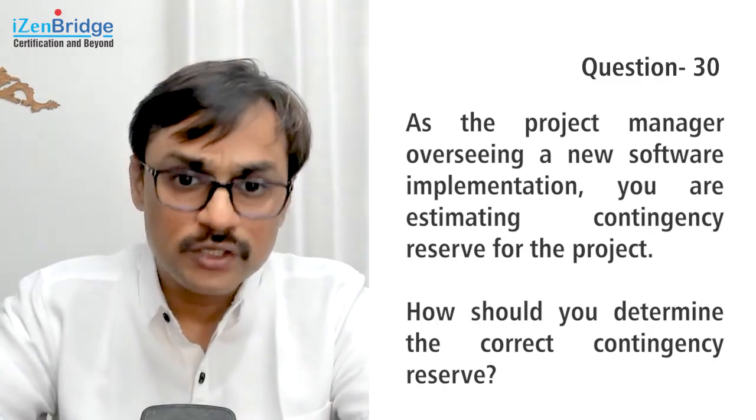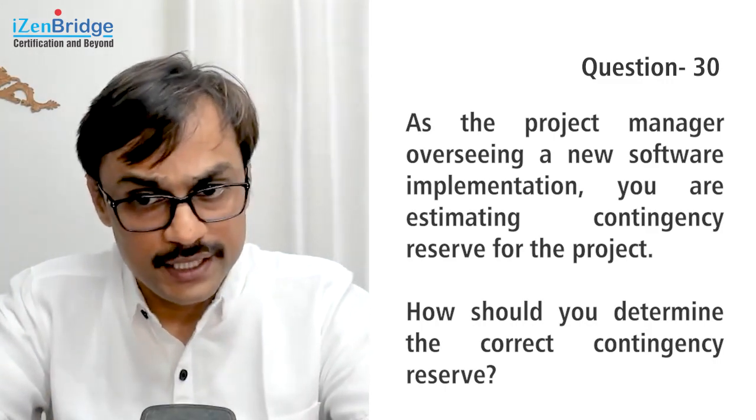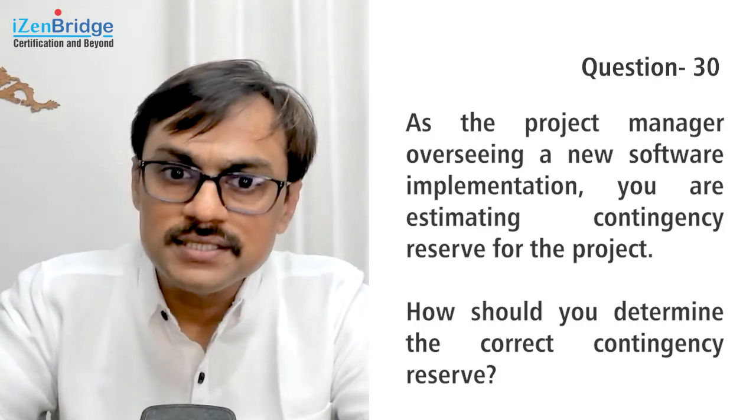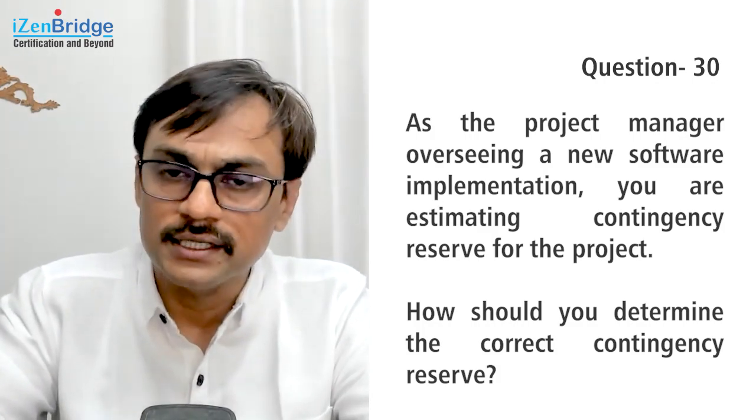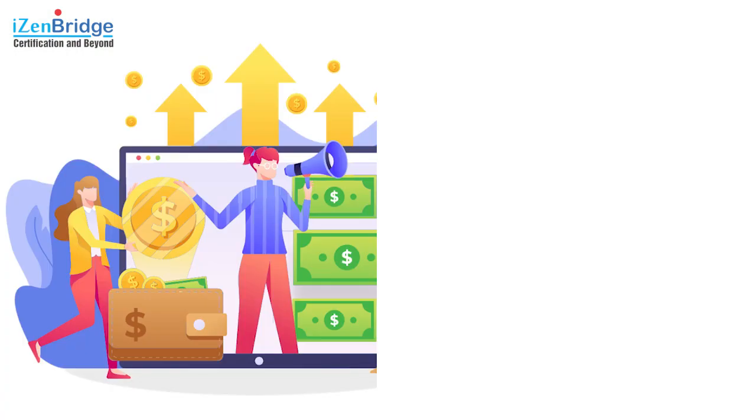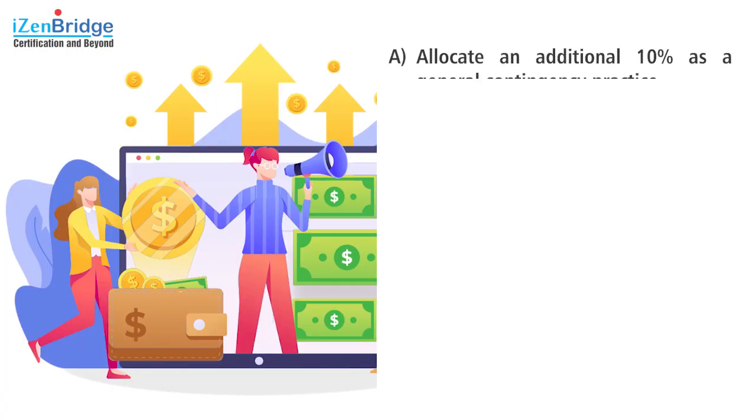As the project manager overseeing a new software implementation, you are estimating contingency reserve for the project. How should you determine the correct contingency reserve? Option A, allocate an additional 10% as a general contingency practice.